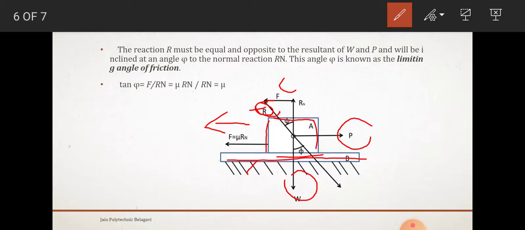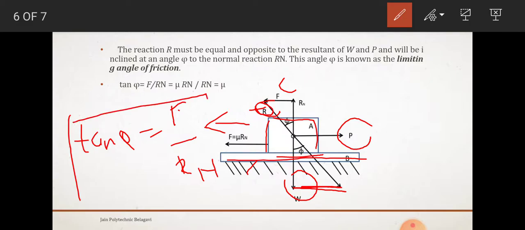So how to calculate it? We have to use the trigonometric function tan. tan phi is equal to F divided by Rn. How do we define tan theta? Tan theta is opposite over adjacent. The opposite side is F, and divided by Rn, which is the adjacent side. So this is the angle of friction. I hope it is clear.